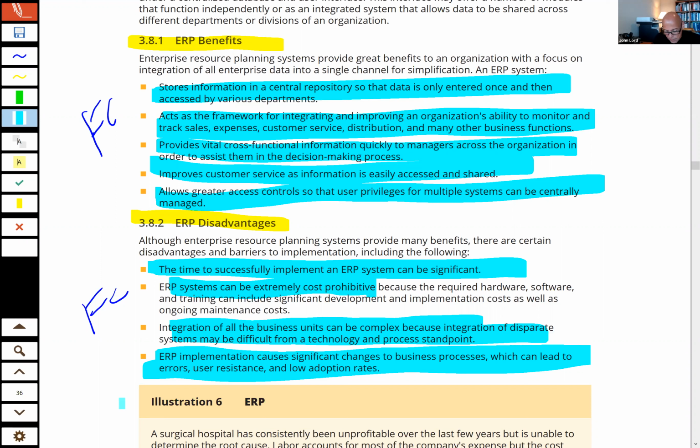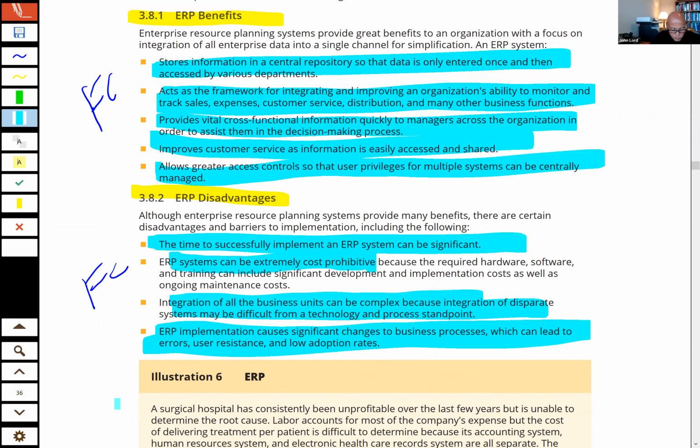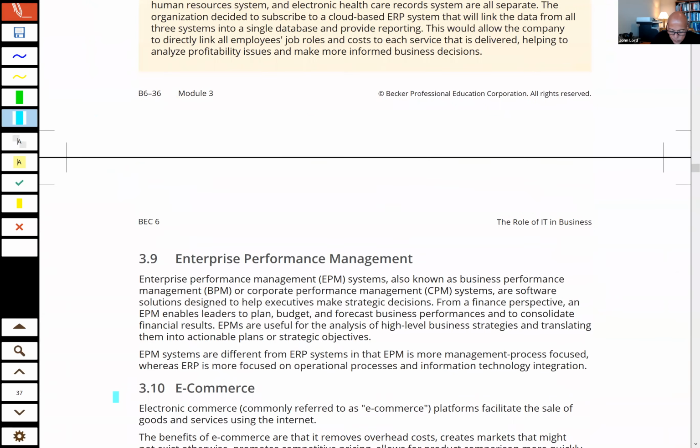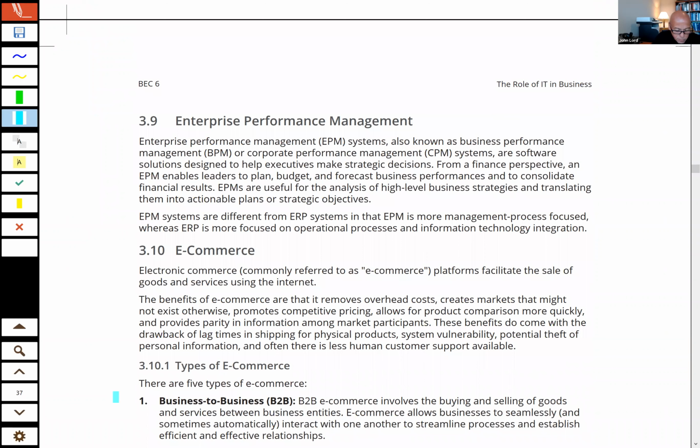the disadvantages of implementing an enterprise resource planning system versus the day-to-day operation of it. You can see the benefits of the enterprise resource planning approach.